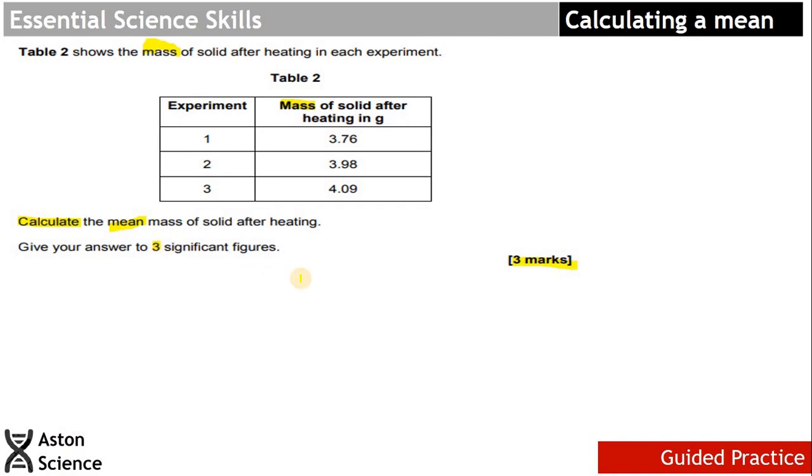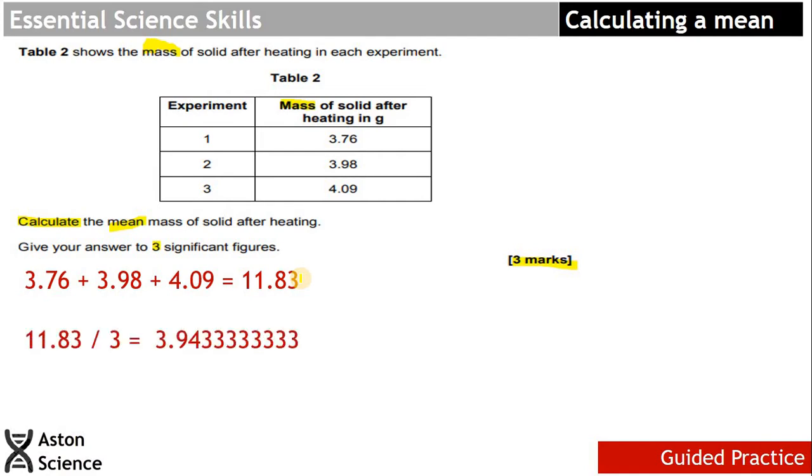So it's really asking us 2 separate things in this question. It's asking us to calculate a mean first and then to put the answer to 3 significant figures. So if we think about how to calculate a mean, what we do is add the numbers up that we've got and divide by how many there are. So here if we add up 3.76, 3.98 and 4.09, that gives us an answer of 11.83. So divide that 11.83 by 3 because there's 3 numbers in total, and that gives us an answer of 3.94, 3 recurring.